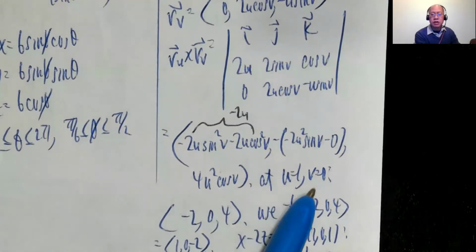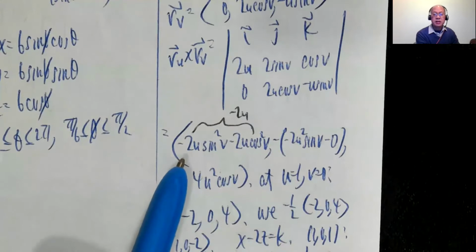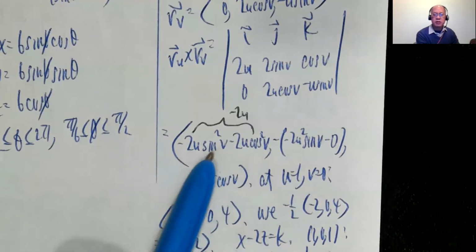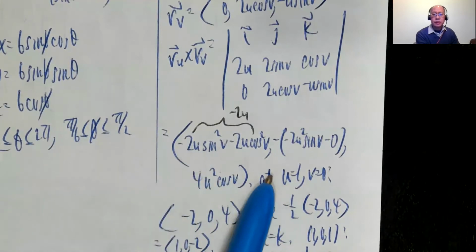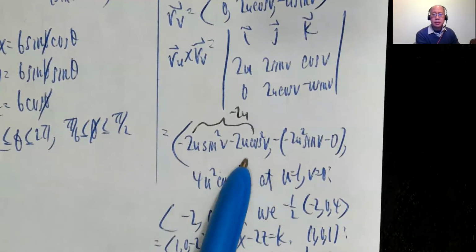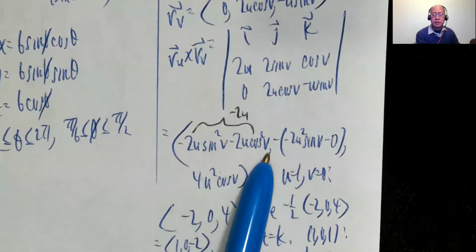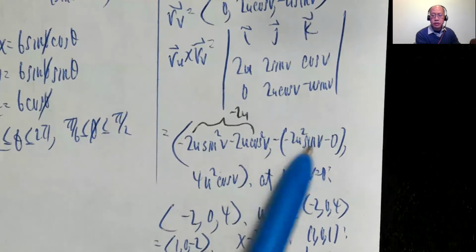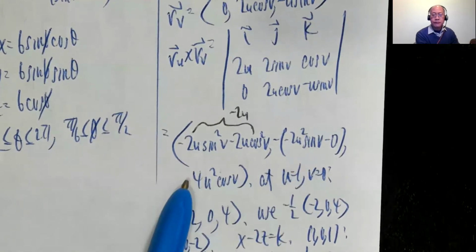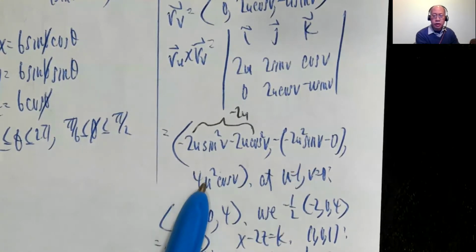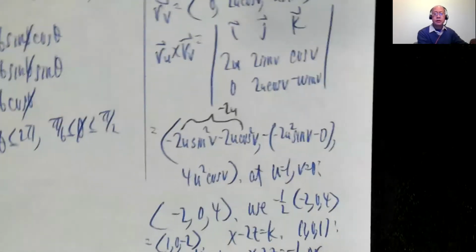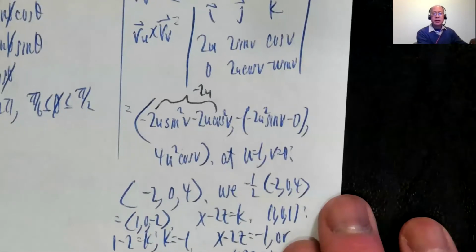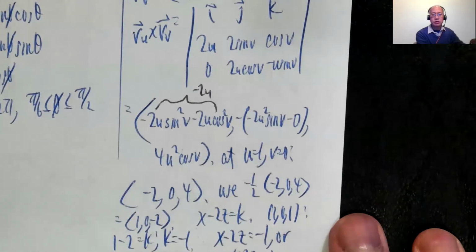And I plug in u as 1, v is 0. Okay, so if I plug in u is 1 and v is 0, put a 0 there, that's 0. And put a 1 here and a 0 there, you get negative 2. And v is 0, that makes that 0. And 4, plug in 1, plug in 0, you get 4. And again, it's easier to pick, let's say, negative 1/2 of that, or 1, 0, negative 2.